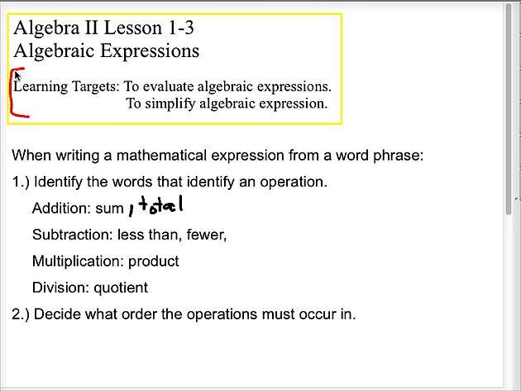Subtraction, if you're talking about less than, fewer, difference. You're talking about subtraction. Multiplication, product or times. For division, you're talking about quotient. All right, so you always begin by identifying the vocabulary that tells you operations. Then you decide what order those operations have to occur in.